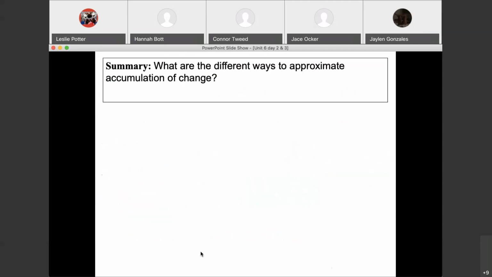Okay. All right, so what are the different ways to approximate accumulation of change? Well, we've got 3 rectangular and 1 trapezoidal approximation method. Those are the standard ways.